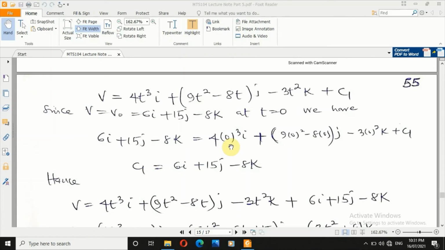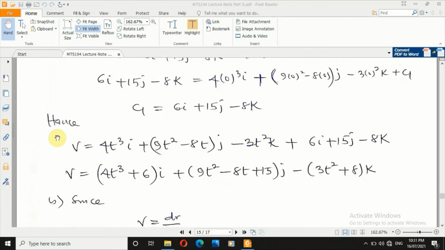So how do we find our c1? Do this. This 0 will go. Then 0, 0, j, then 0, then we have c1. c1 is 6i plus 15j minus 8k, which is this. Hence, we have our v to be this. So this is v, then this is c1. Then we have 4t cubed plus 6, and so on, then plus 15j. Join this and this, and join this and this together.